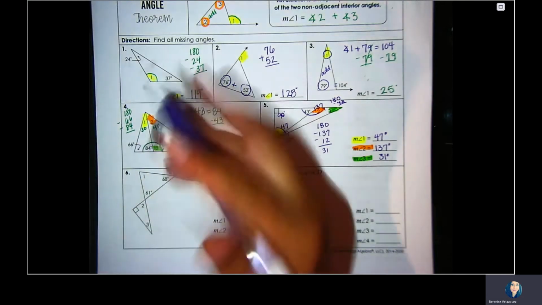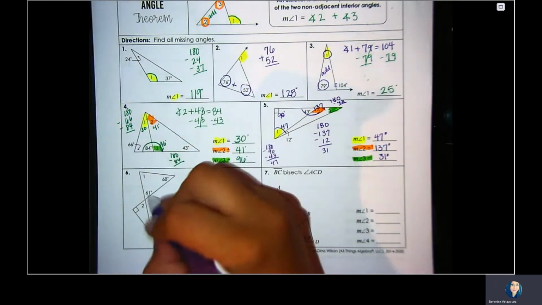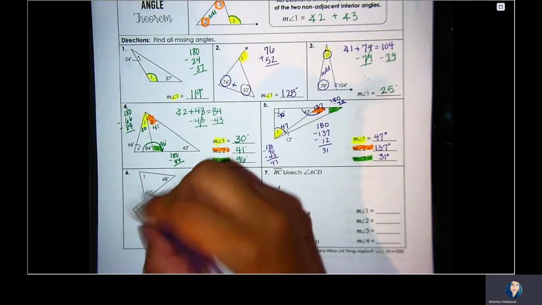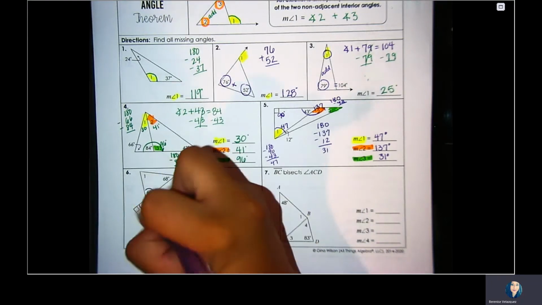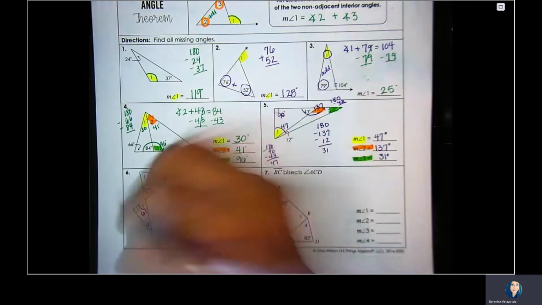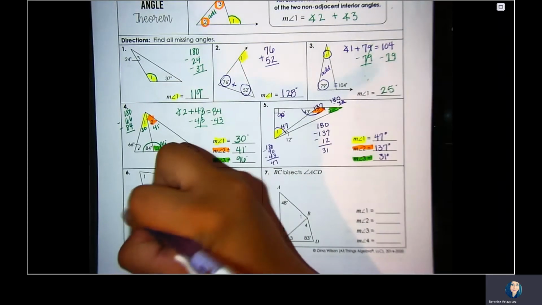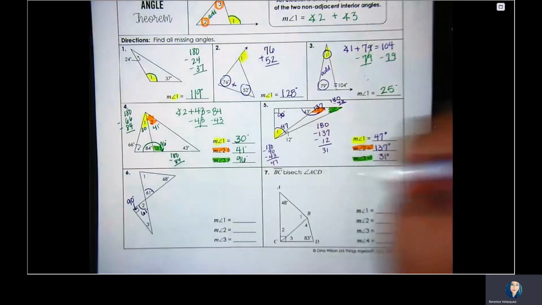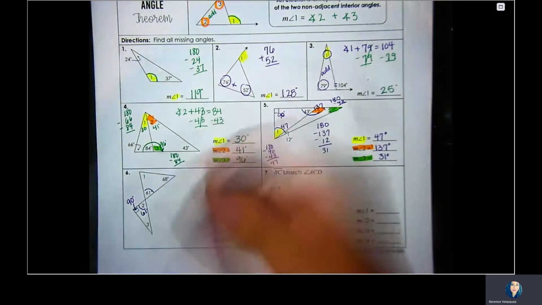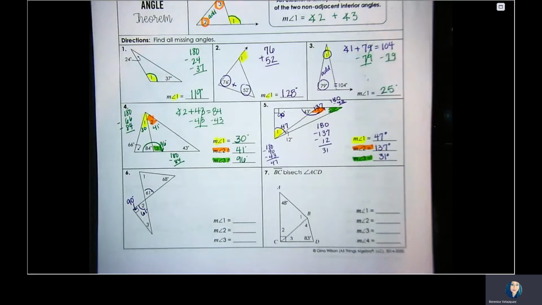Okay, number 6. First thing is, I'm going to go ahead and mark that these are vertical angles. So if this is 61, this is 61. So I'm going to go ahead and mark that. Next, I'm going to go ahead and mark that this is 90 degrees because that's a box. And since it's a pretty small triangle, I'm just going to draw an arrow to it. Okay, now that we have that, now I can start filling in my blanks.